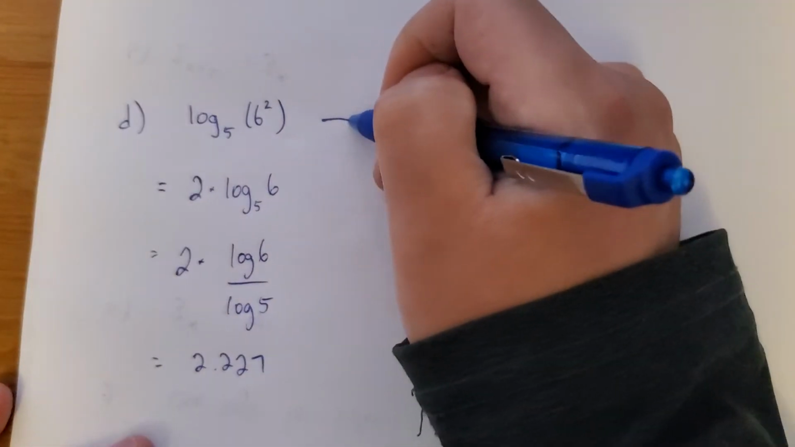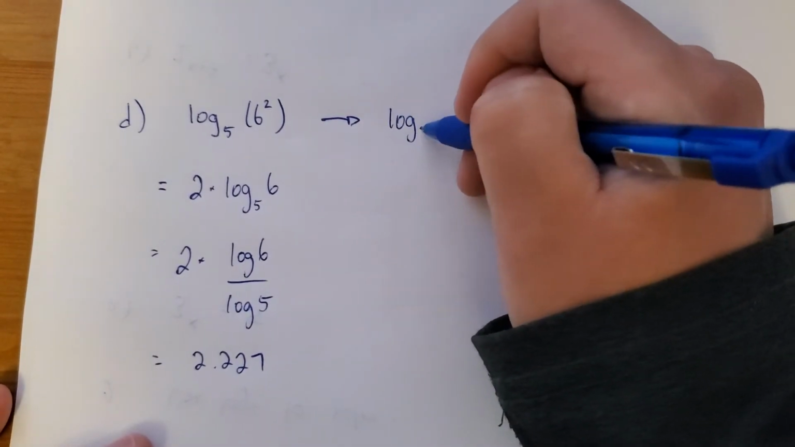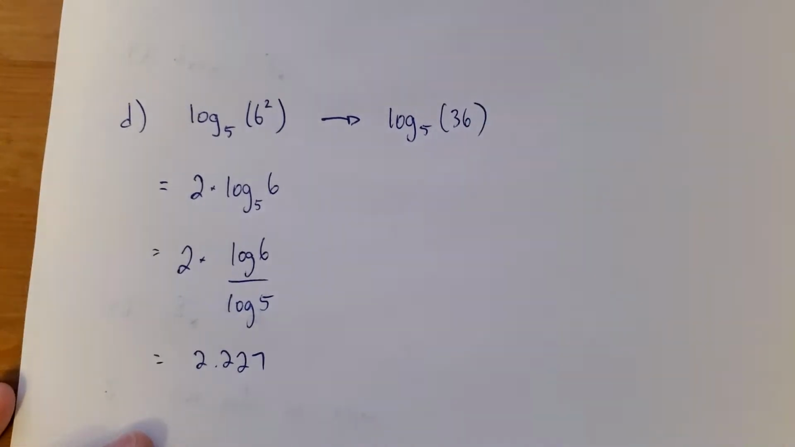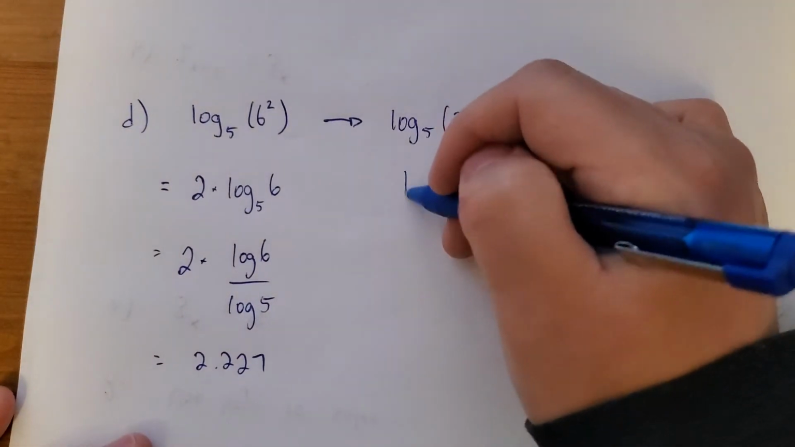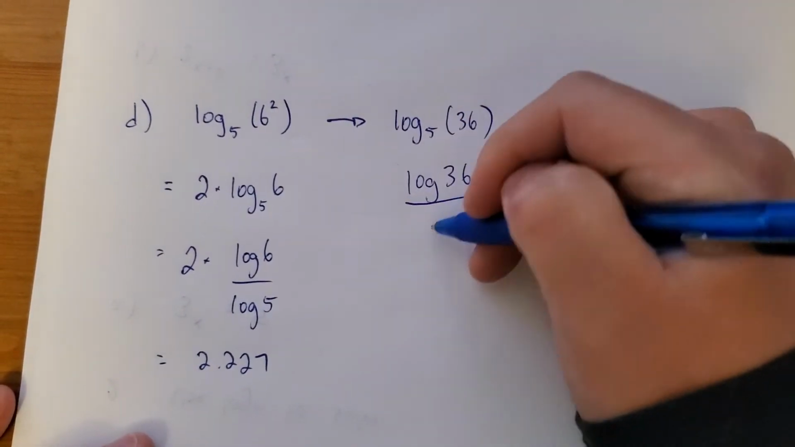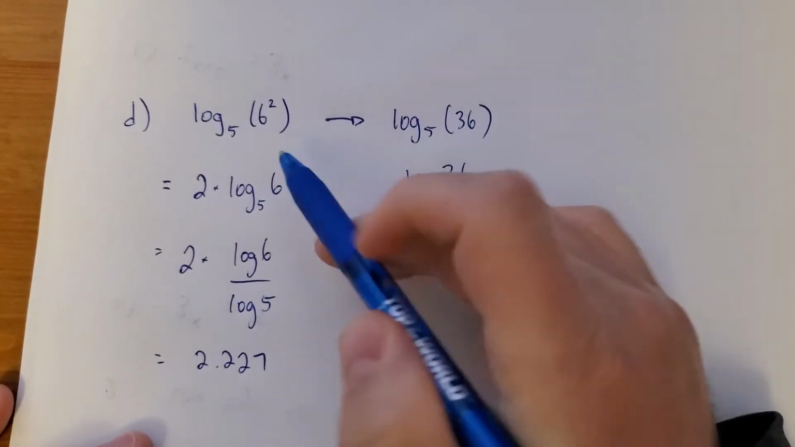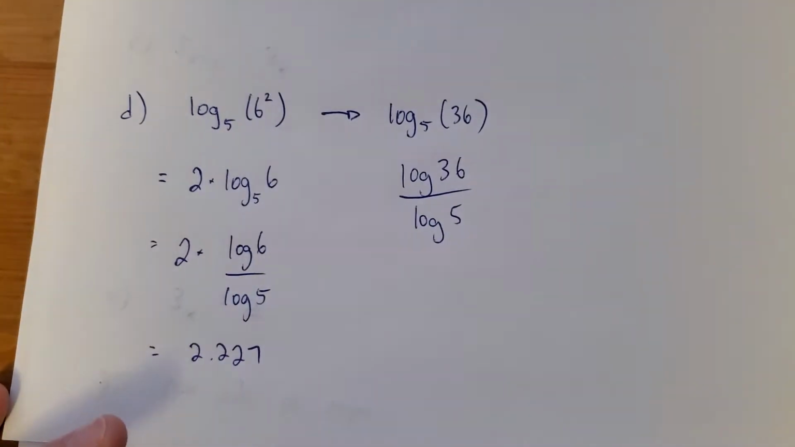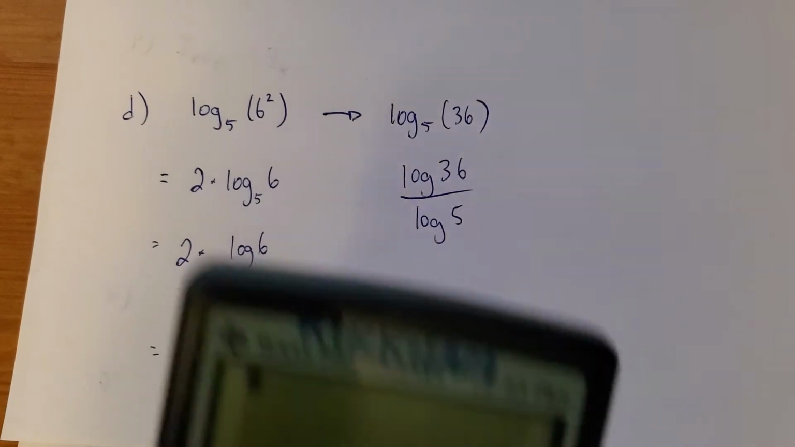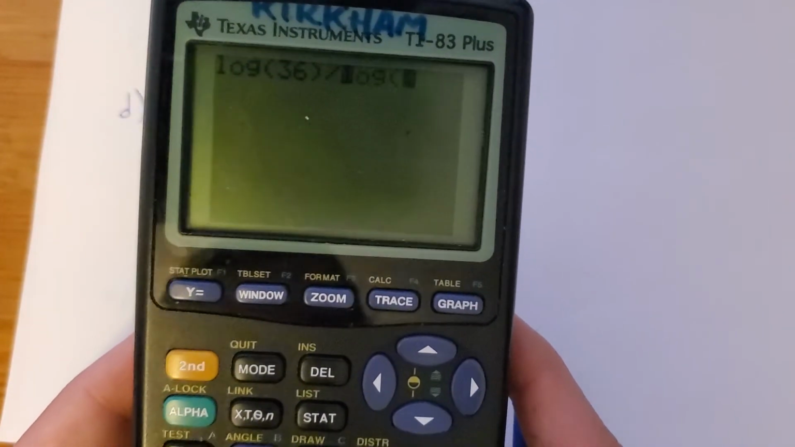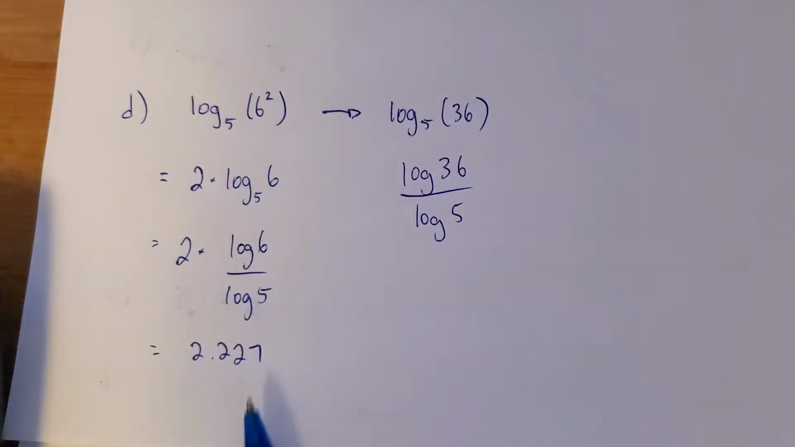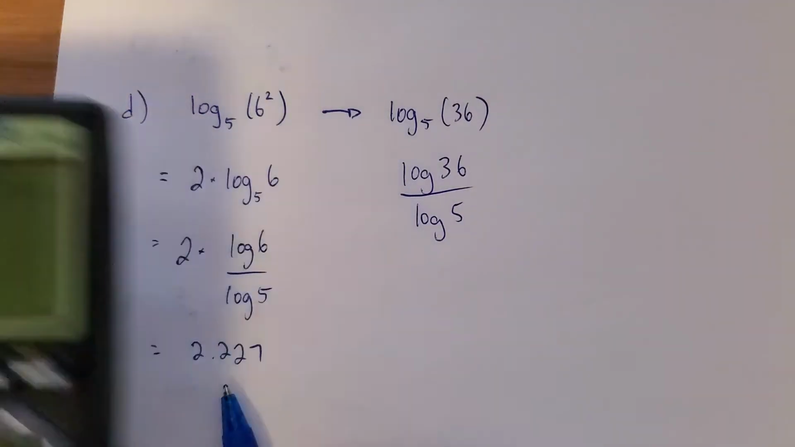Just a heads up, you could have absolutely just simplified what's inside the bracket and done it that way. I just wanted to remind you of the law or the rule: if you have an exponent, you can bring it out in front. We'll be using that a lot in our next example. So if I do log 36 divided by log 5, I get the same thing, 2.227.